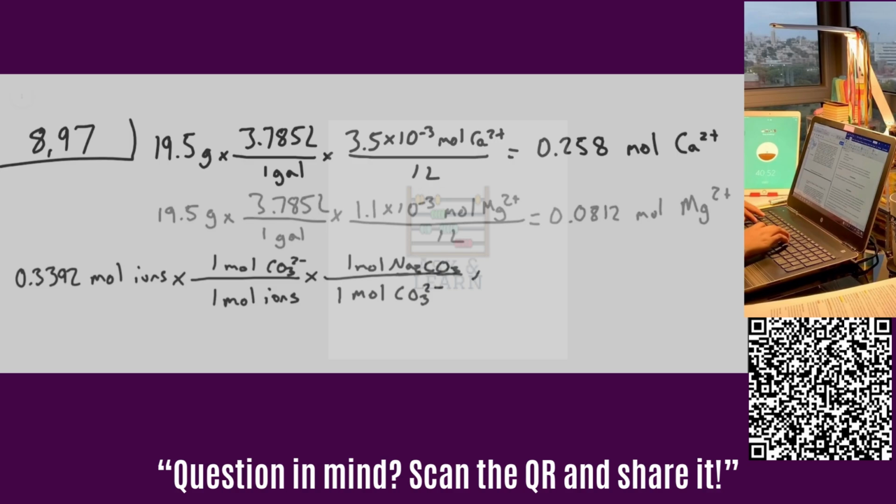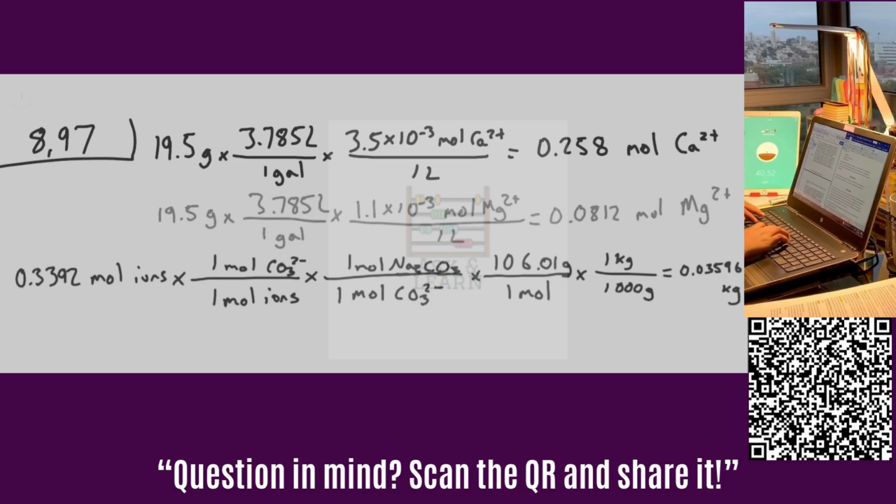Now we have moles of sodium carbonate, so we can simply multiply by the molar mass, which is 106.01 grams per mole. And then we can convert from grams to kilograms because the value we're given is in kilograms. So this gives a value of 0.03596 kilograms. So that's how much sodium carbonate is needed.